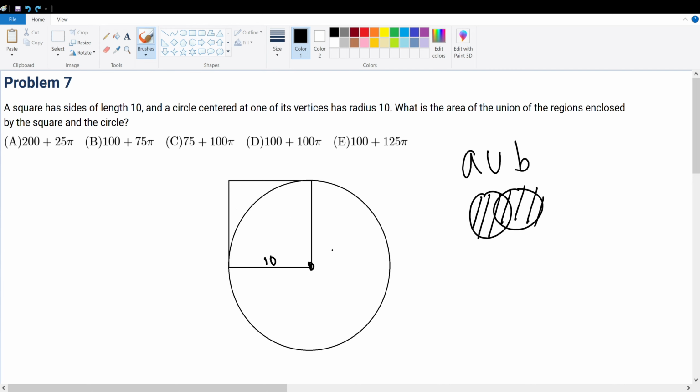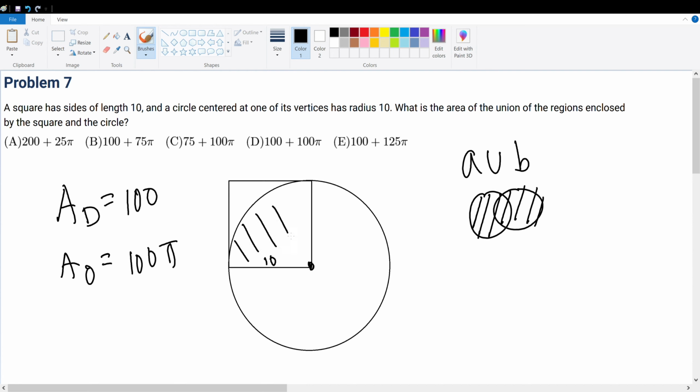Well, first let's find the area of the square. The area of the square will be equal to 10 squared, which is 100. The area of the circle will be equal to pi r squared. In this case, r is 10, so r squared will be 100. So this will be 100 pi. Sum them up and we'll get the area of this entire shape plus one additional quarter circle.